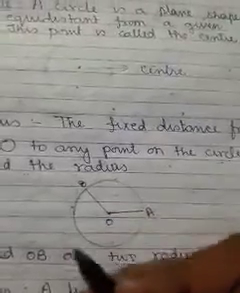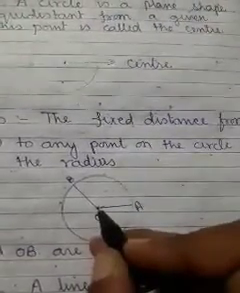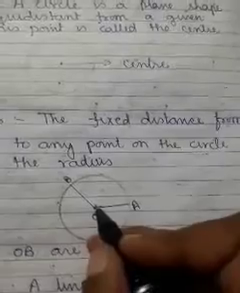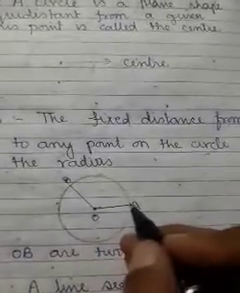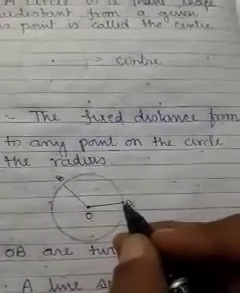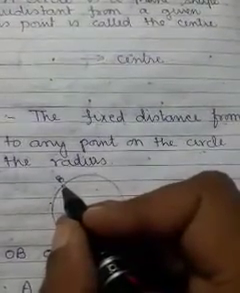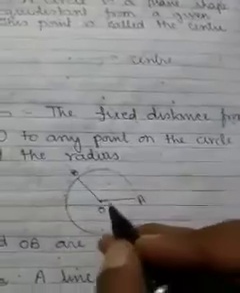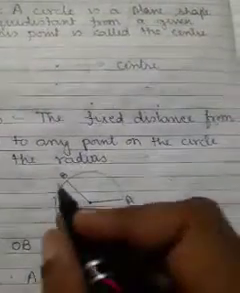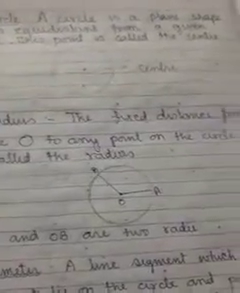Now radius. The fixed distance from center to any point on the circle is called the radius. See, I have drawn a circle. This is O. O is the center. A is a point exactly on the circle. B is a point on the circle. If I join OA and OB, they are equal in length.